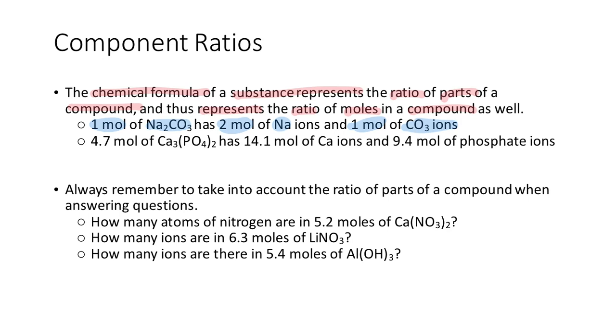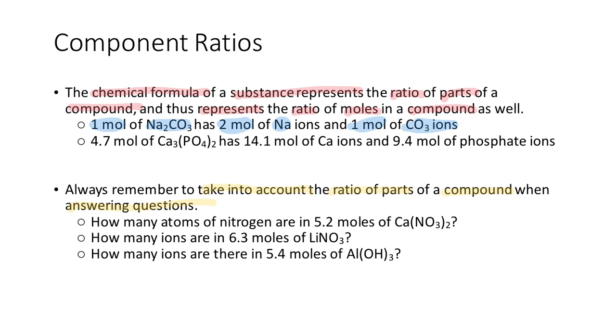Again, 4.7 moles of Ca3(PO4)2 has 14.1 moles of Ca ions, because that's 4.7 times 3, and 4.7 times 2 moles, which is 9.4 moles of the phosphate ions. We always have to remember to take into account the ratio of parts of a compound when answering questions, because it can be a bit tricky.